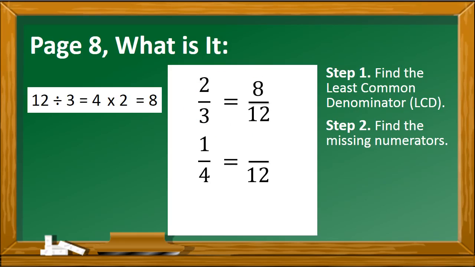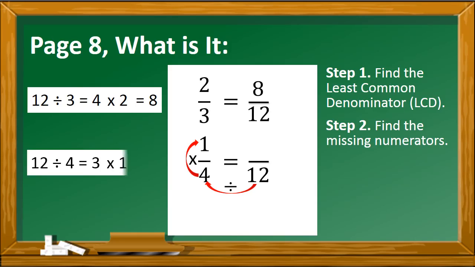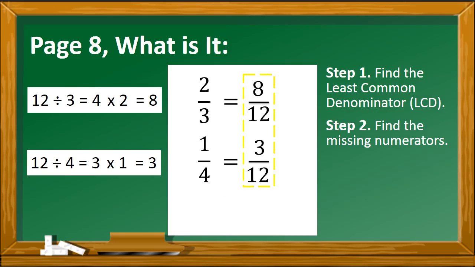For 1/4, we divide the denominators. 12 divided by 4 equals 3, times the numerator 1. 3 times 1 equals 3. Therefore, 1/4 is equal to 3/12. Since 8/12 and 3/12 are similar fractions, then we can proceed to addition.